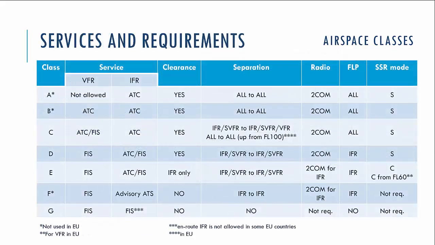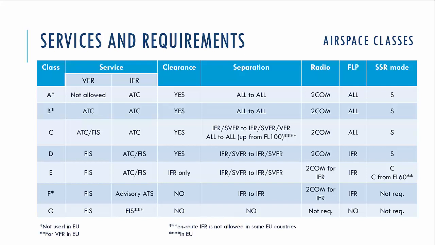And in this table I decided to bring the information about the services provided in different classes: the requirements about getting ATS clearance, about the ATS separation services provided, requirements about the radio communication, requirements about filing the flight plan, and also requirements about having or using the secondary surveillance radar mode. So just need to remember this table. This table should be very useful while passing the theory exam in the Civil Aviation Authority.